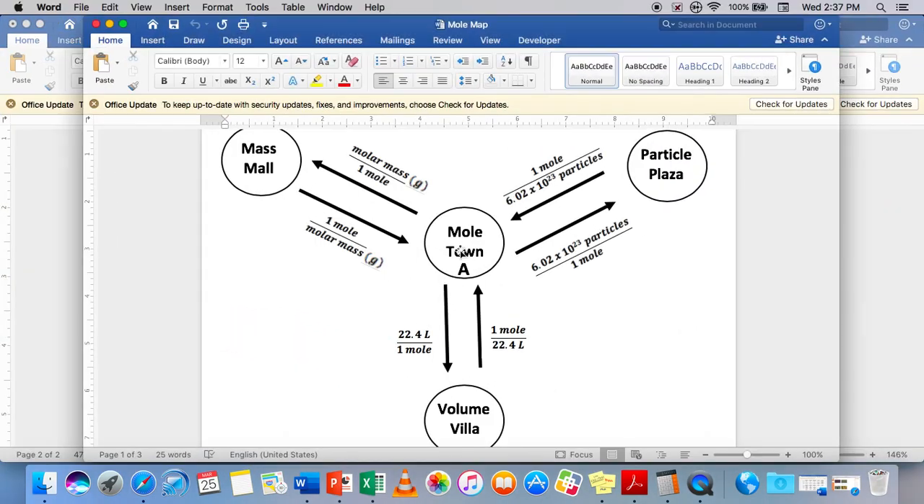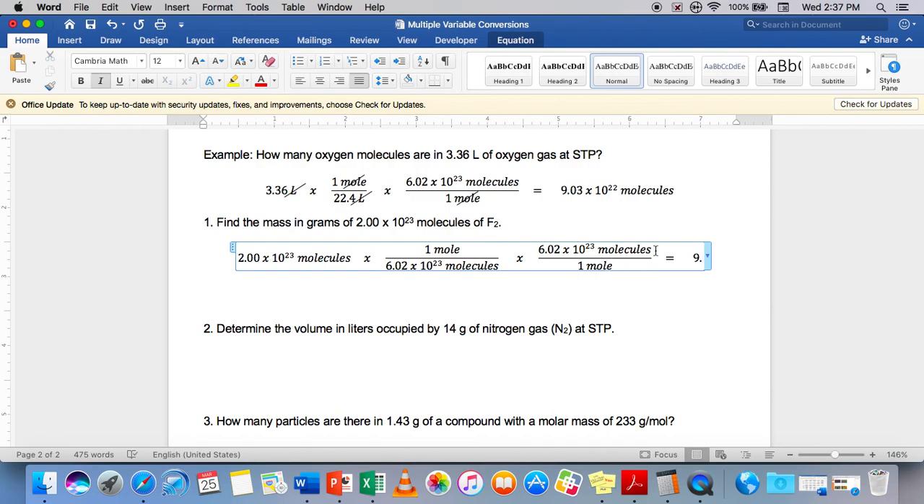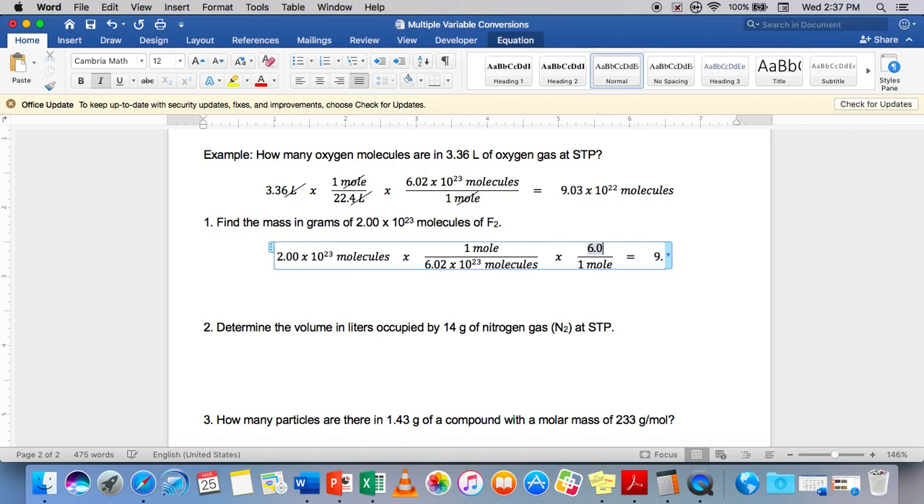Okay, so I'm now in moles, but that's not what I'm looking for. I'm trying to get to mass. So I need to go from moles to mass. So I follow the arrow going up and to the left, and it says to do molar mass divided by 1 mole. Okay, well, 1 mole is on the bottom. That is what we want. Now I need to put the molar mass.